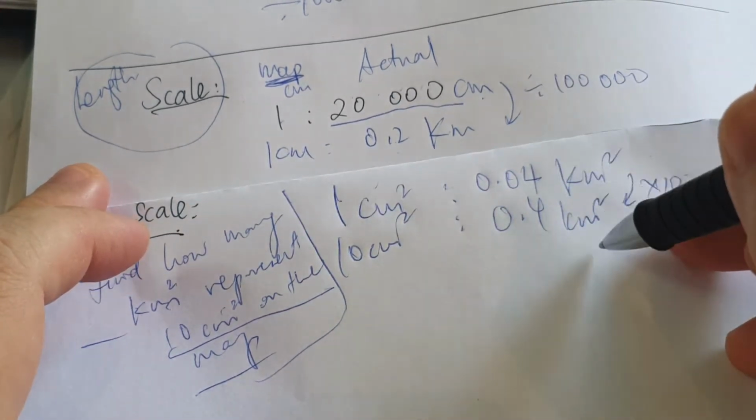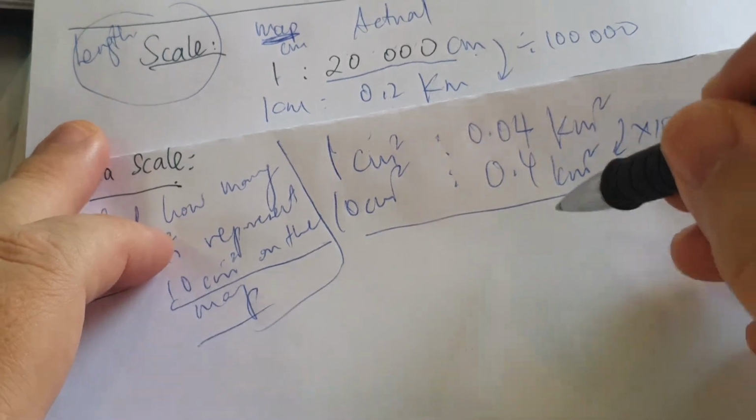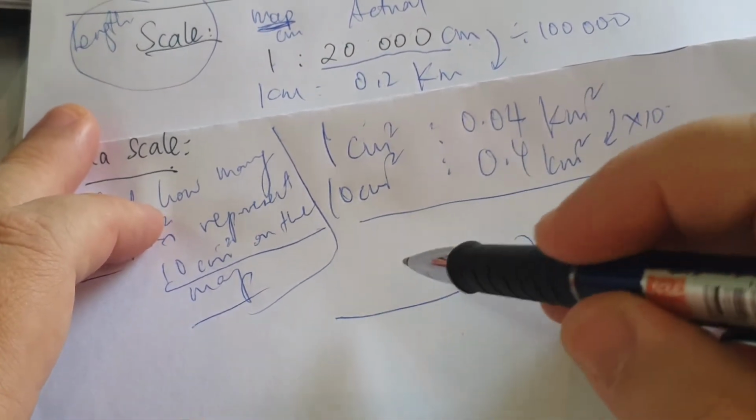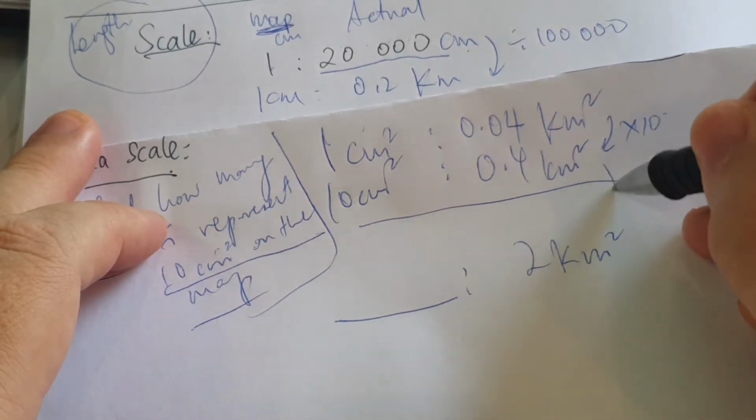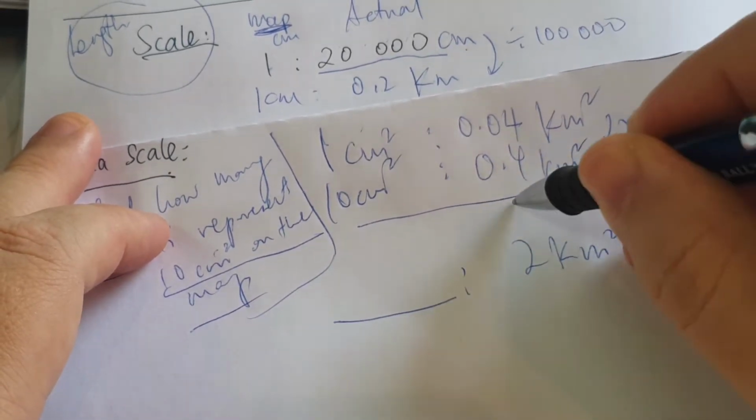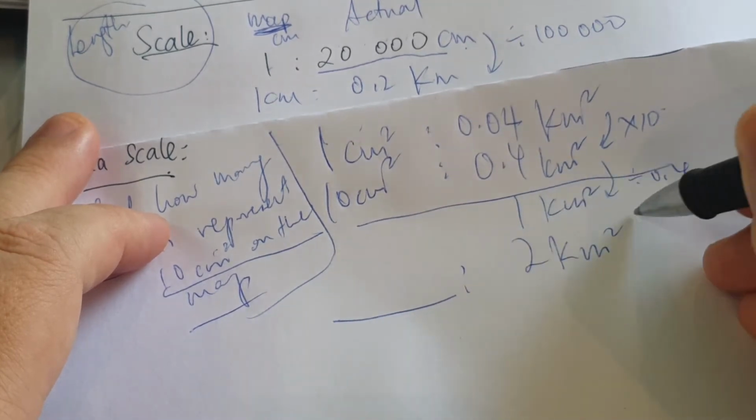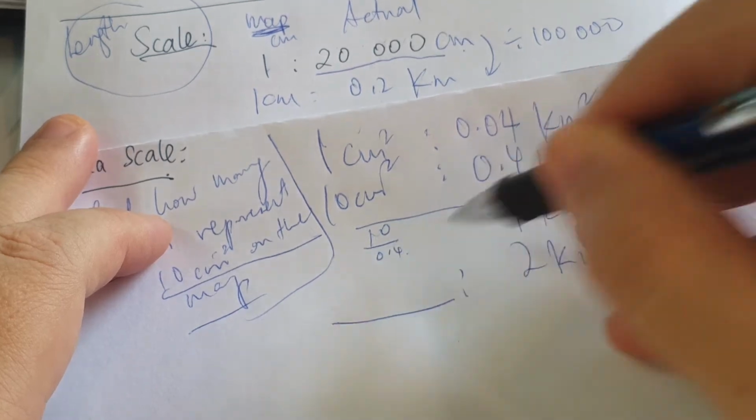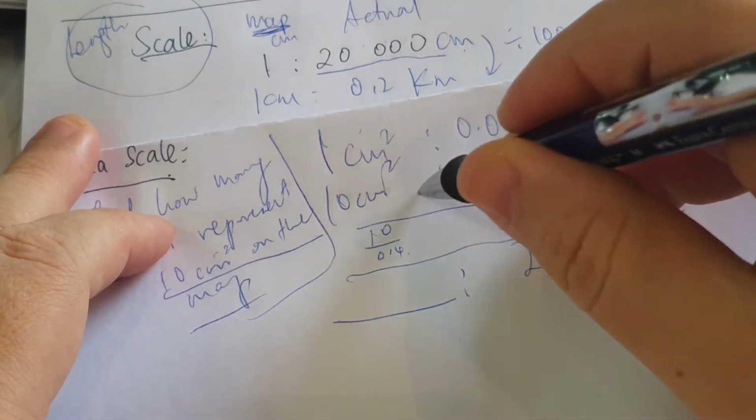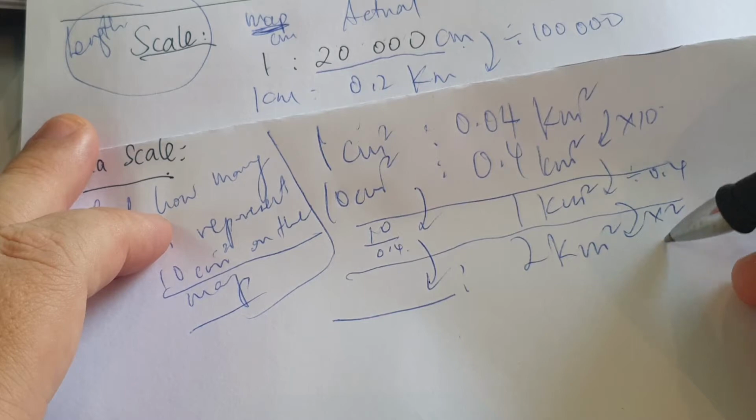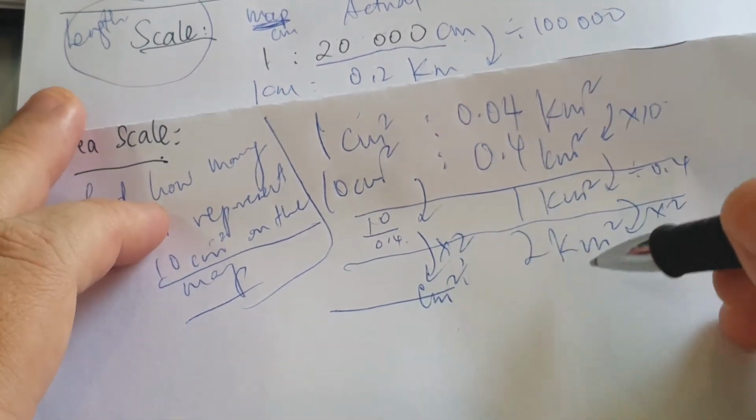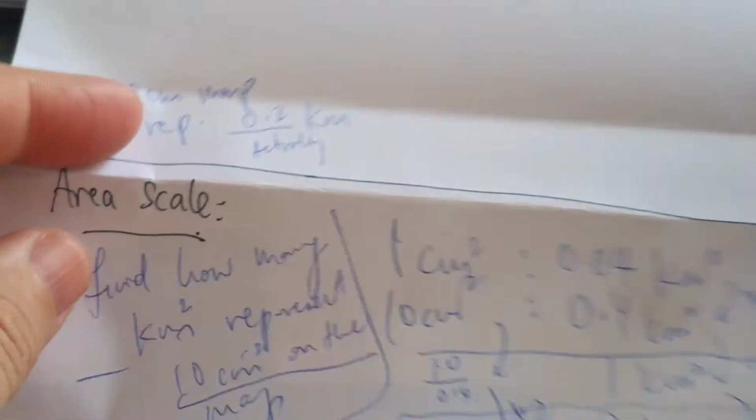Now let's say you want to find out 2 kilometer square equals how many cm square. Very simple, you just make this into 1 unit, then later you times 2. That means you divide by 0.4 here for this part first, then later times 2, then you get the answer already. Finish. All these are like primary school work. I'm surprised some of you forgot about this already.